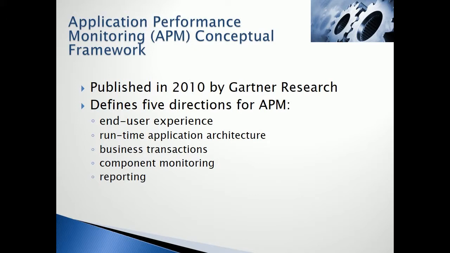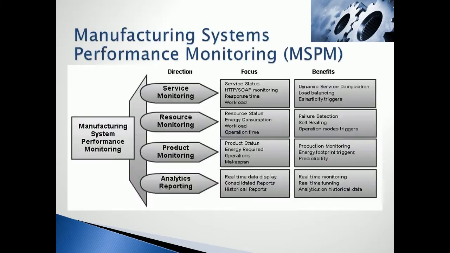Published in 2010 by Gartner Research, APM, application performance monitoring, defines five directions: end user experience, runtime application architecture, business transactions, component monitoring, and reporting. From the APM conceptual framework comes manufacturing systems performance monitoring, MSPM.